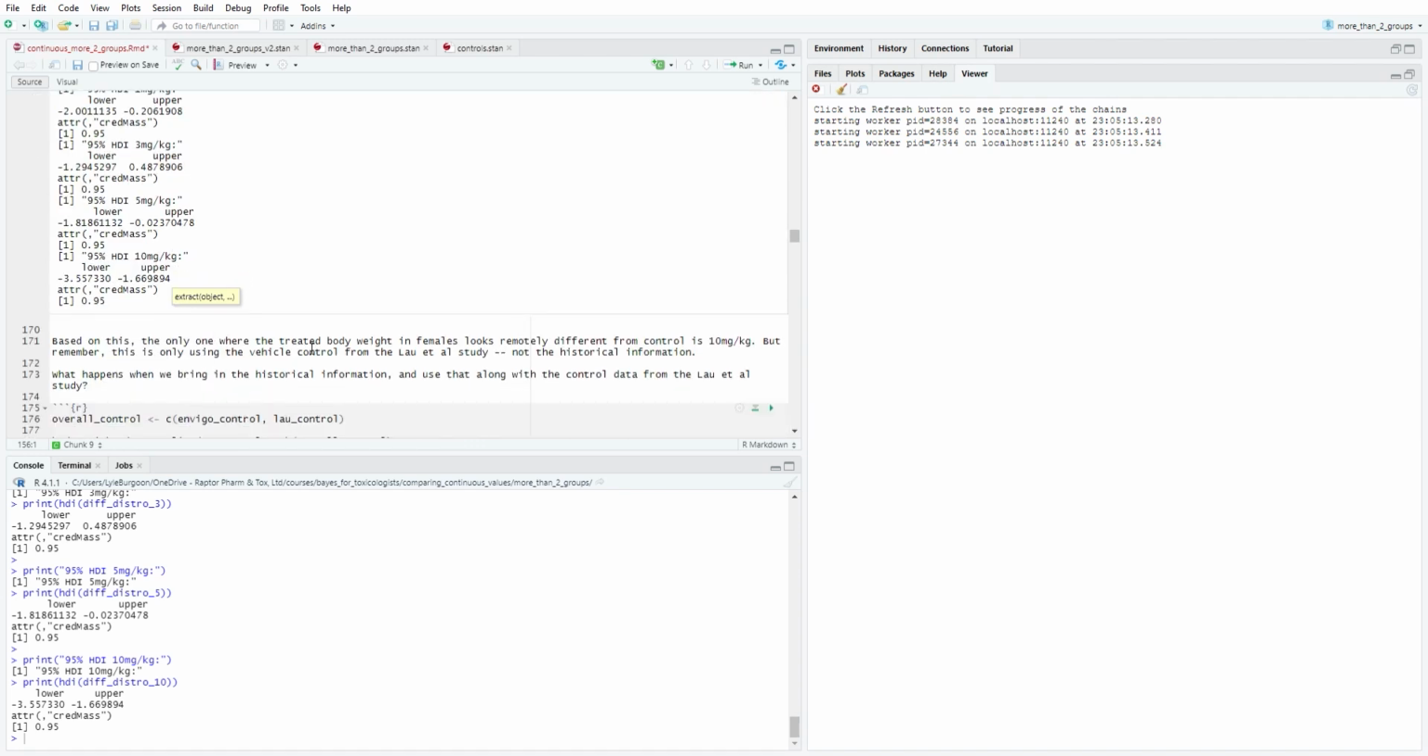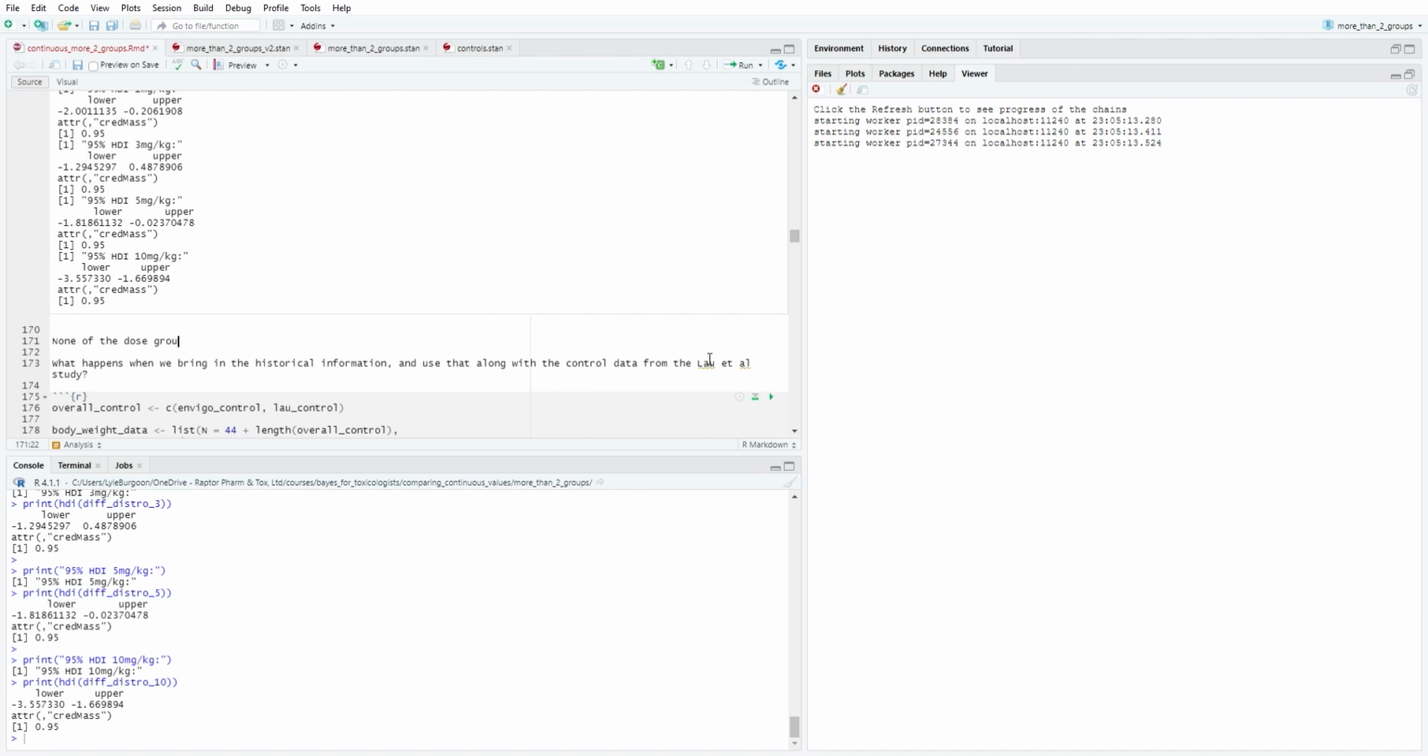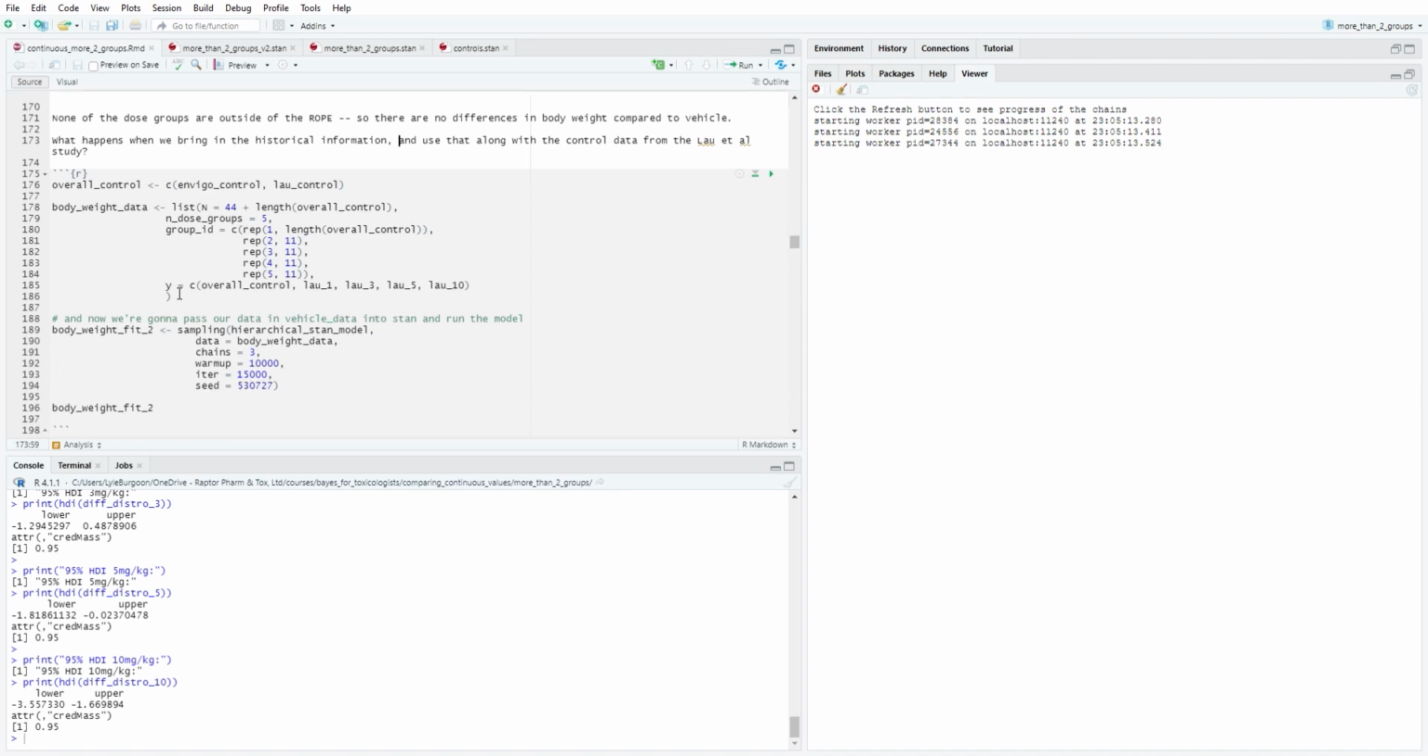So based on this study, yeah, we're going to have to update this. None of the dose groups are outside of the ROPE. So there are no differences in body weight compared to vehicle. Now, as I mentioned, as you could see from before when I ran this, I did actually have a difference, which was kind of interesting.